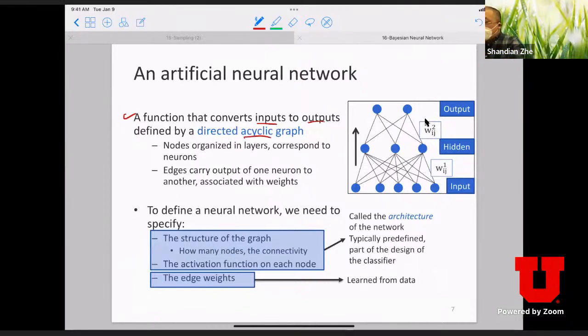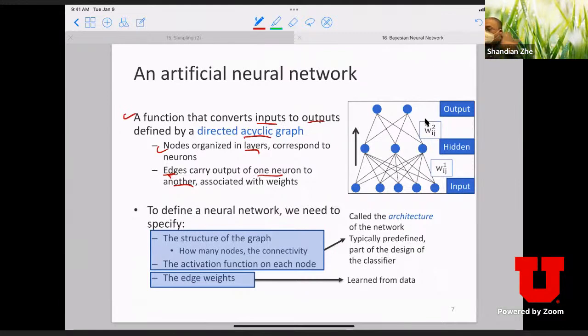So in this directed acyclic graph, the nodes are organized in layers. Oftentimes you see they call nodes neurons, or neurons nodes; they are kind of exchangeable in the artificial neural network literature, right? And then the edges, which connect different nodes, essentially carry the output of one neuron to the other. And those edges are associated with weights.